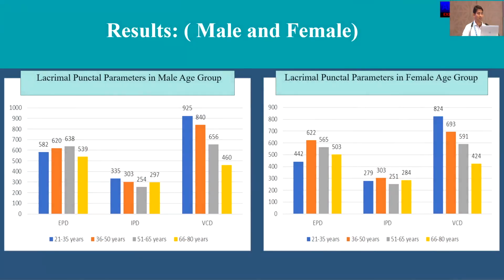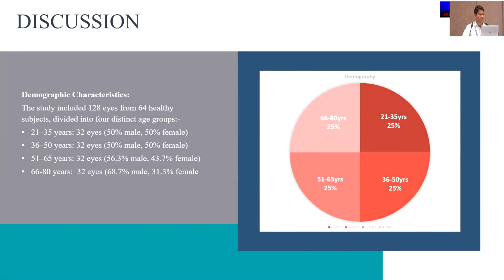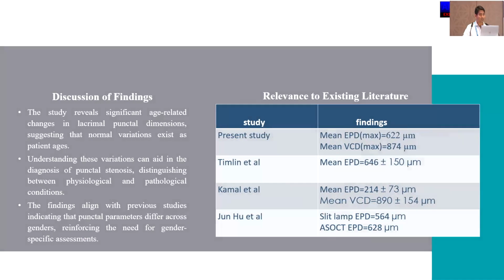This is the comparison of lacrimal parameters between males and females, and we can see almost all the parameters were on the lower side in females compared to males. Coming to the discussion, demographic characteristics, we studied 128 eyes from 64 healthy subjects, and we divided them into 4 age groups. Discussion of findings. The study reveals significant age-related changes in lacrimal punctal dimensions, suggesting that normal variations exist as patients age. And understanding these variations can aid in the diagnosis of punctal stenosis, distinguishing between physiological and pathological conditions.